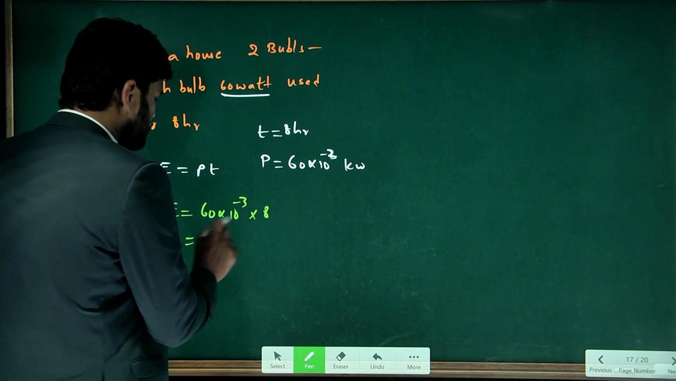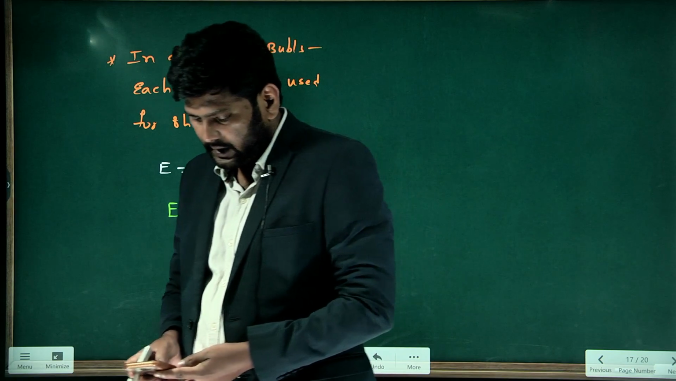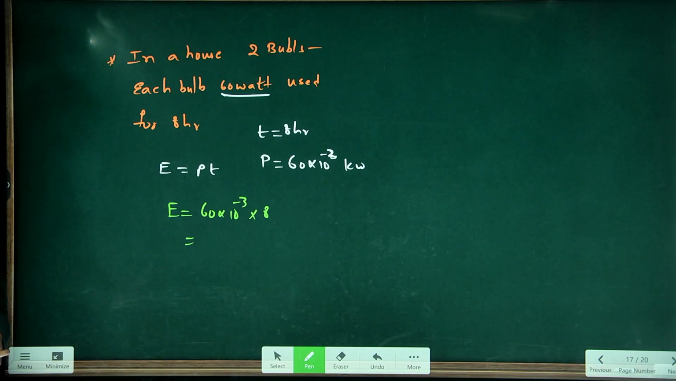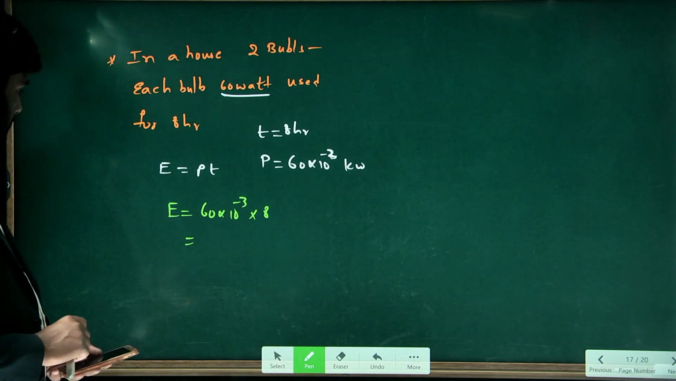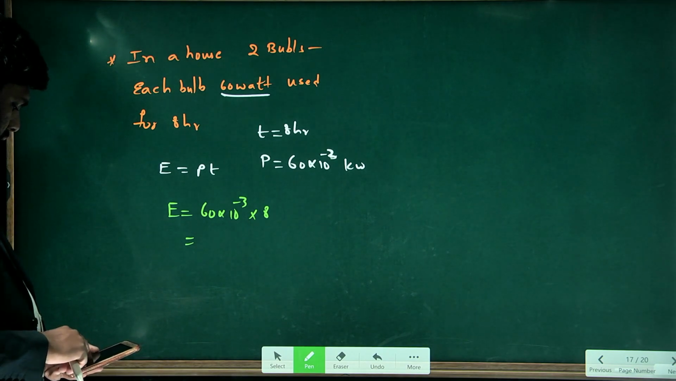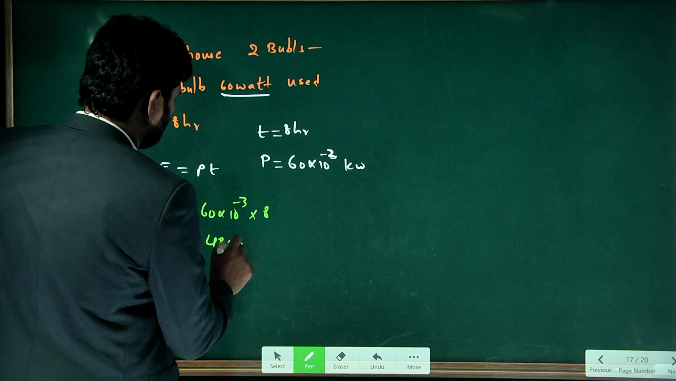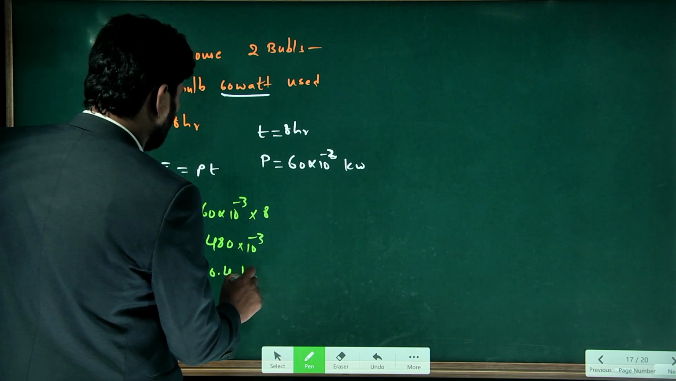into time. So 6 into 60 into 8. 6 into 8 is 48, so 60 into 8 is 480, into 10 power minus 3, which is equal to 0.4 kilowatt hour.